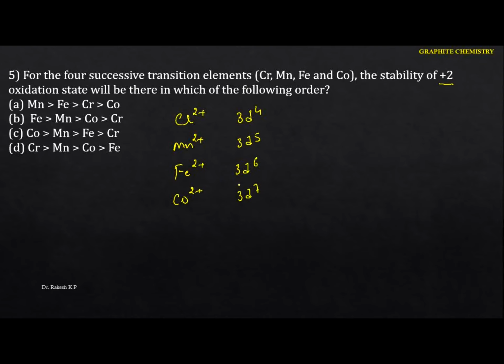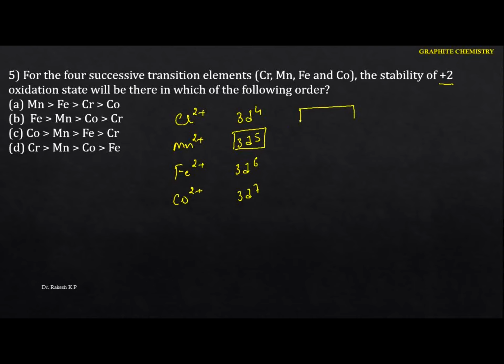Now, what do you have to identify? The stability of the +2 state. See this one here, especially the concept in this case. Generally we know that a completely half-filled d orbital is the more stable one. But you have to identify the rest of the cases as well, so just identify this one here.